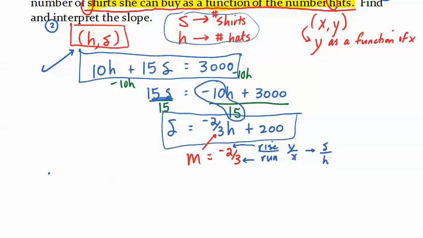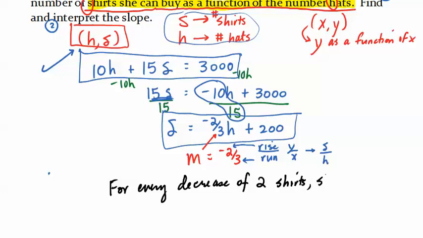Let me say it again. It's the change in the shirts over the change in the hats. So now we're ready to interpret it. Here we go. So notice that the 2 is negative. So I'm going to say for every decrease, because it's negative, decrease of 2 shirts, she can increase hats by 3. For every decrease of 2 shirts, she can increase hats by 3.